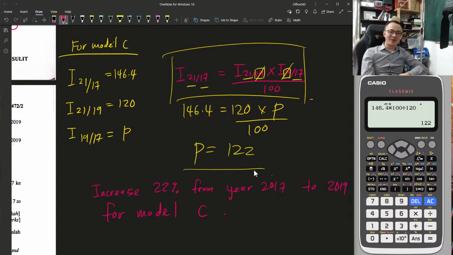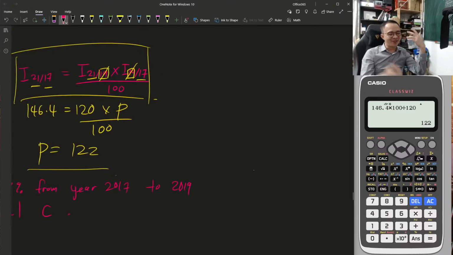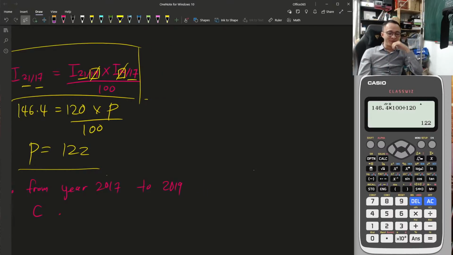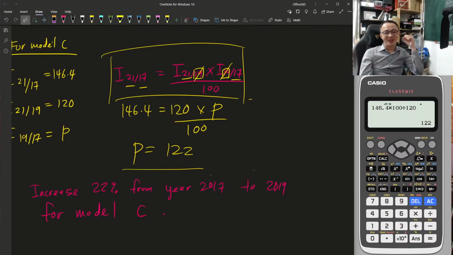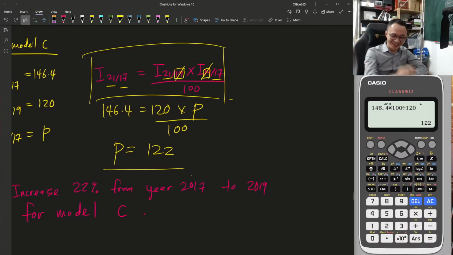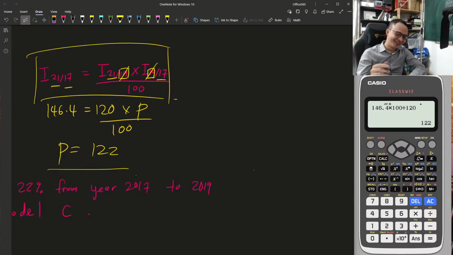So why do we have to divide by 100? This is the shortcut of the chain rule. If you prefer the long way, you can watch my index number video. I actually do explain where this comes from. So do I want to explain it here? Okay, one last time, let me explain here.